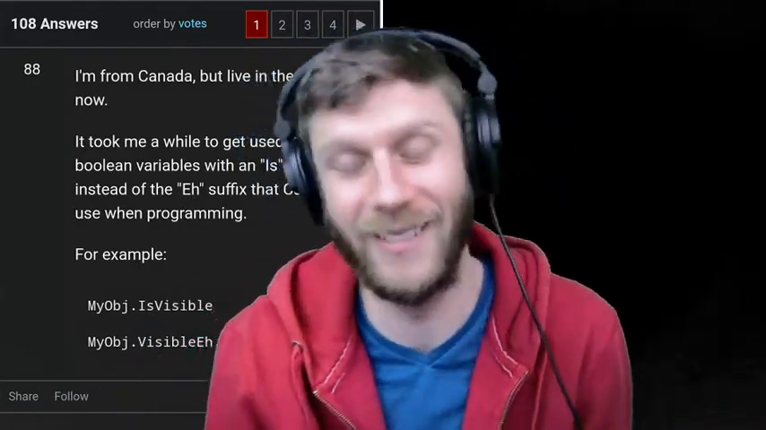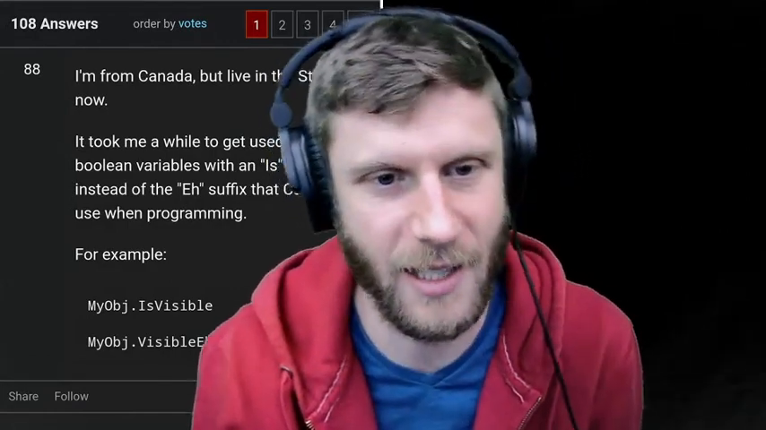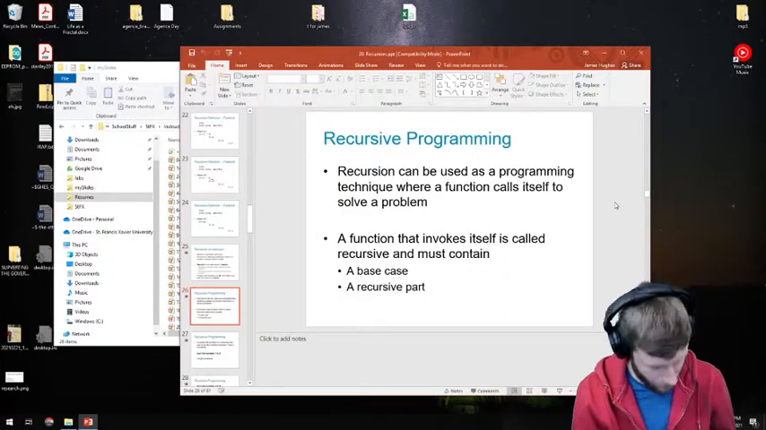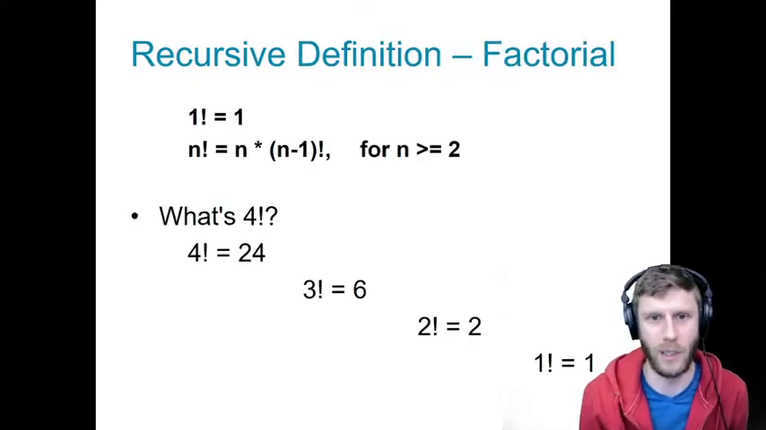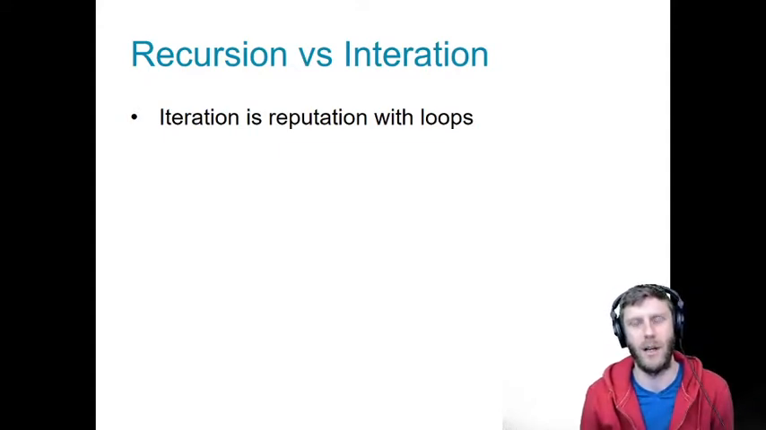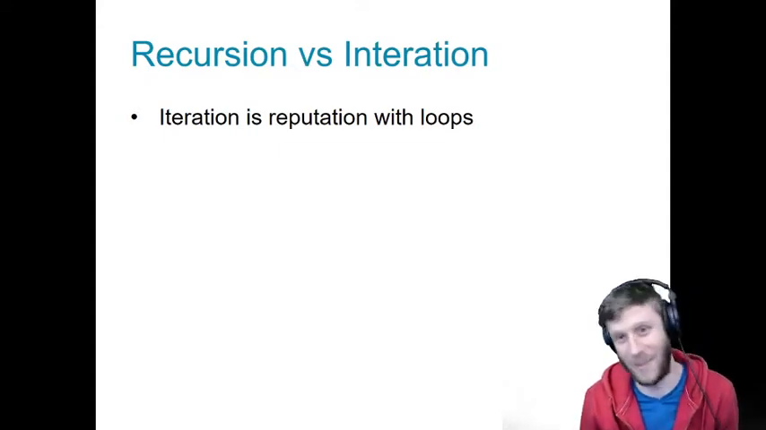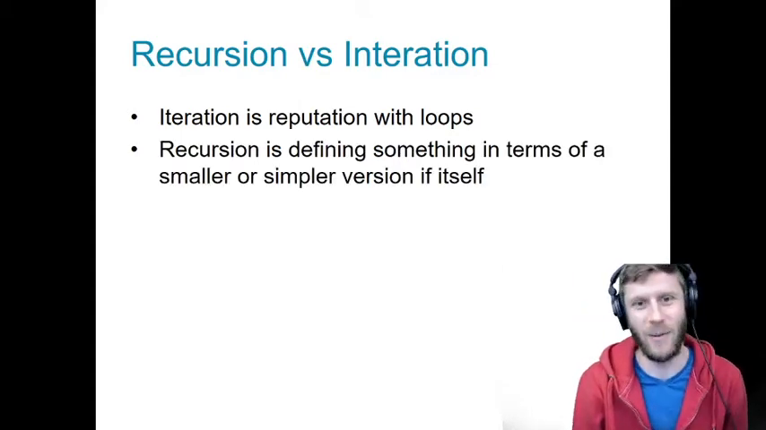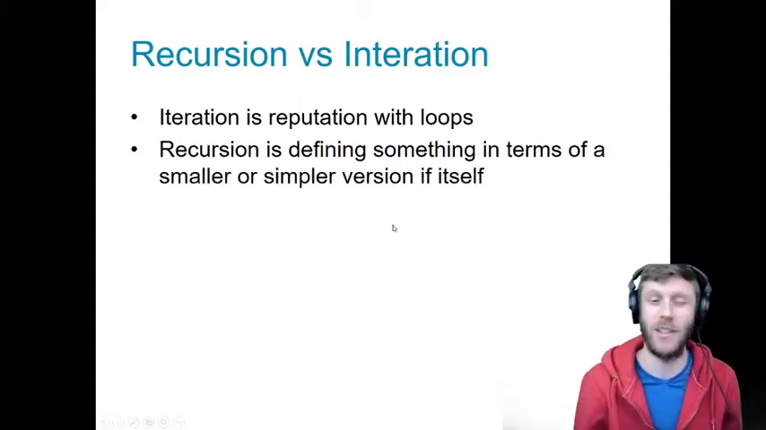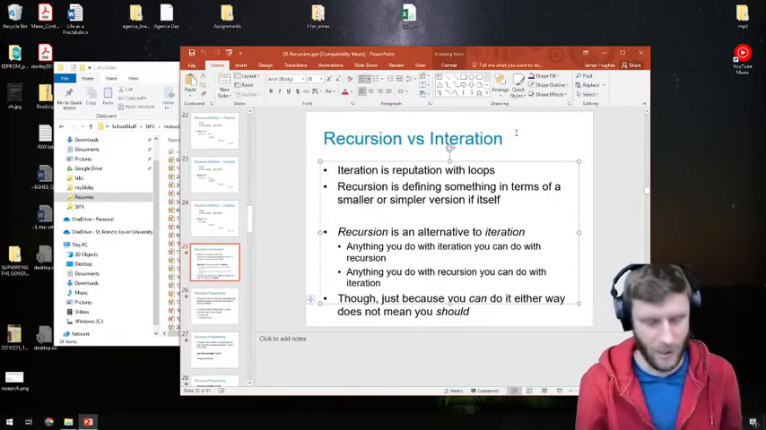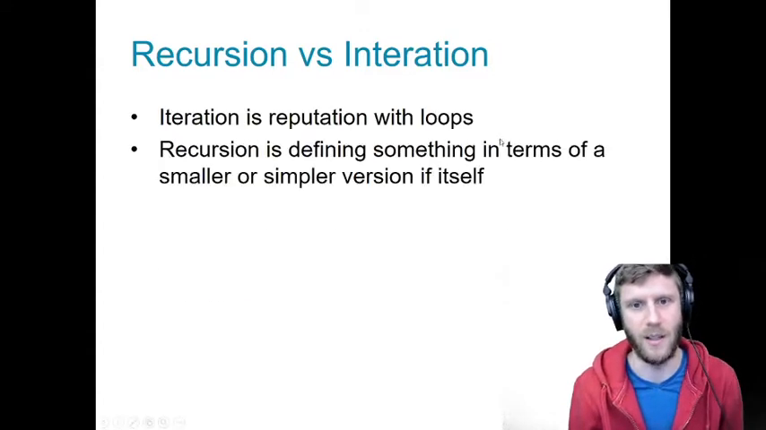So anyways, all right, let's carry on in the slides. Where did we leave off? Okay, so we played around with factorial. Iteration is repetition with loops. That should have said repetition, not reputation. And recursion is defining something in terms of a smaller or simpler version of itself.